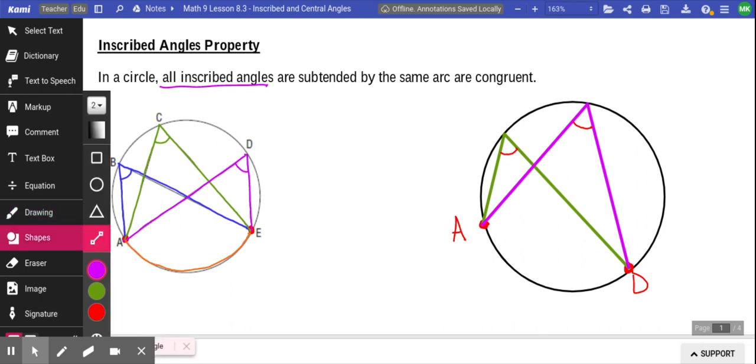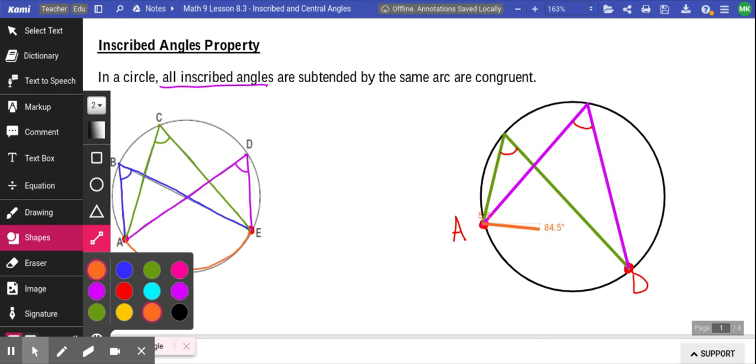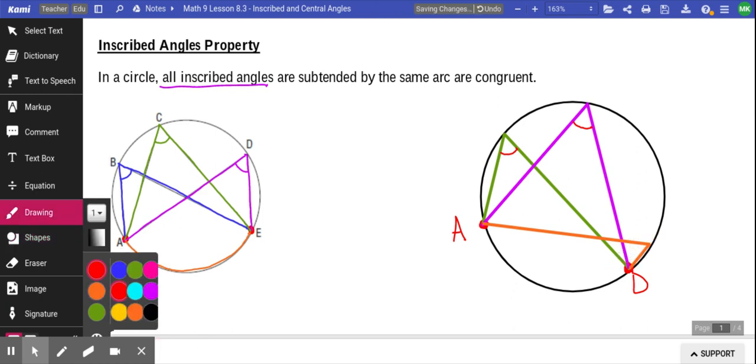I could do one more just for fun. So if I went from A way out to a point like that, and then down to D, that would create another congruent angle right in here. And again, those are all inscribed angles because I'm going from A to a point on the outside and then back to my point D.